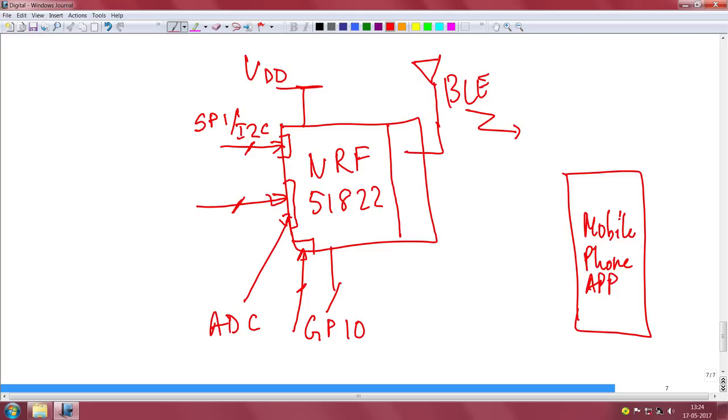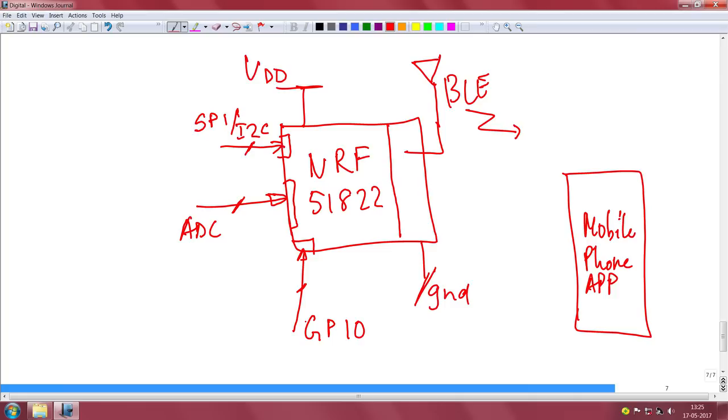So let me move this so that we draw our picture better. This is ground, this is the GPIO, this is an ADC, and this is SPI or I2C, right. So this is ADC, actually it is written here ADC, and I just wanted to demonstrate, so I will improve this picture. So this is the ADC, this is SPI, this is GPIO. Fantastic. What is the novelty of that board?